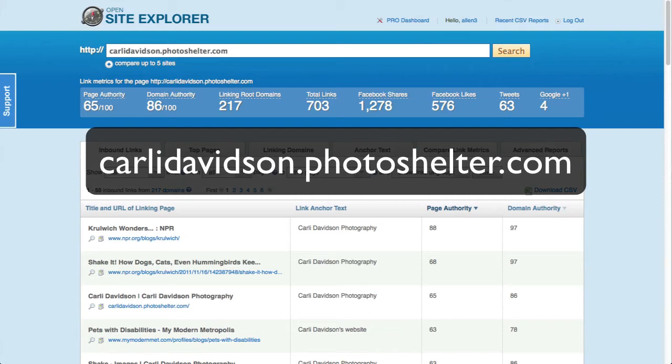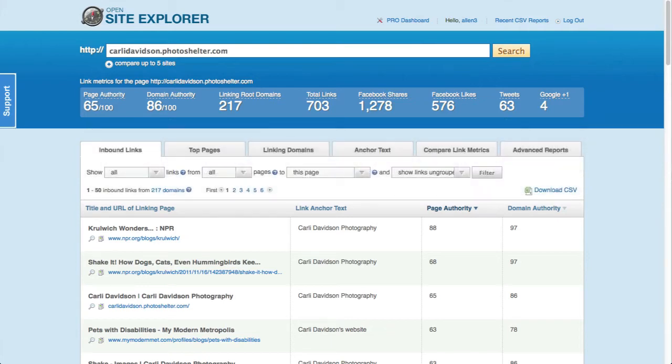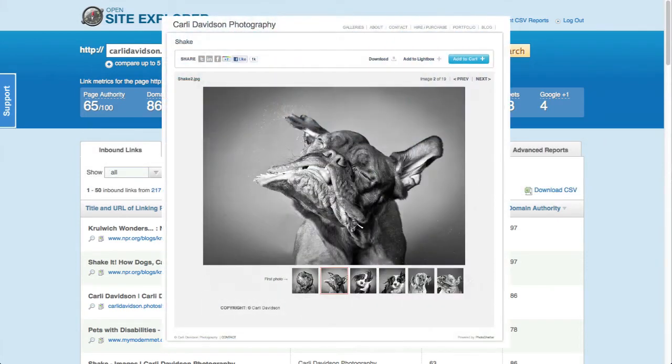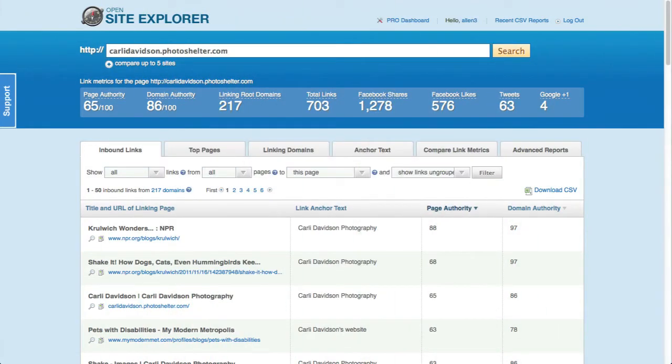So we're sitting here, and what I've done is I've put in carlydavidson.photoshelter.com. You might know Carly's work because she did the photos of the dogs shaking. They're very, very funny and very, very endearing. But anyway, she's had an explosion of link building as a result of those galleries being so popular.